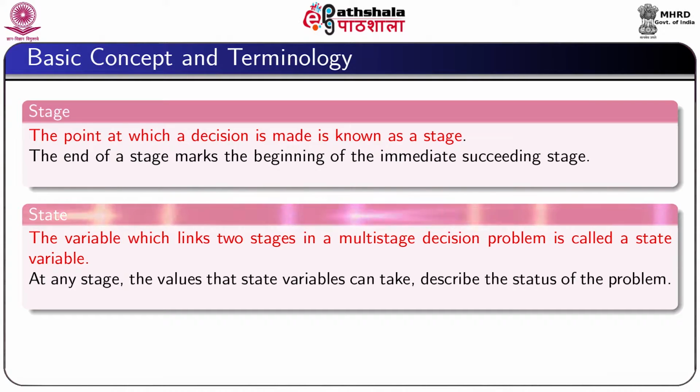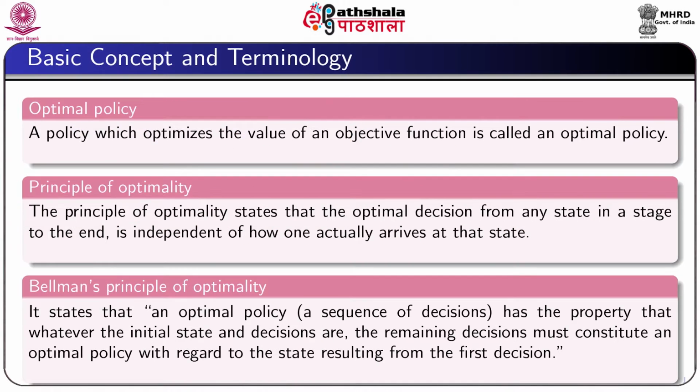State: the variable which links 2 stages in a multi-stage decision problem is called a state variable. At any stage, the values that state variables can take describe the status of the problem. The number of state variables should be as small as possible, since larger the number of state variables, more complicated is the decision process. Optimal policy. A policy which optimizes the value of an objective function is called an optimal policy.